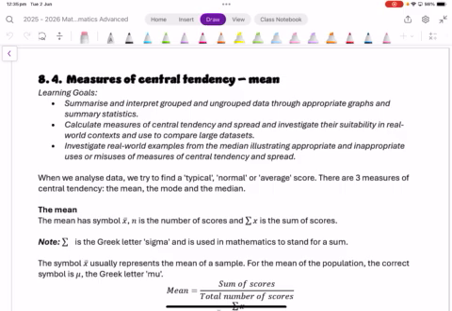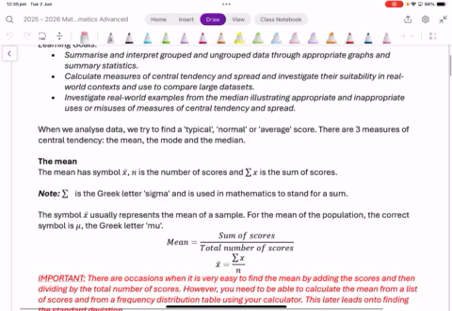The mean has a symbol X bar, and N is the number of scores, and sigma X is the sum of scores. Note that the big capital sigma is the Greek letter used in mathematics to stand for sum. The symbol X bar usually represents the mean of a sample; for the mean of a population, the correct symbol is mu, that Greek letter.